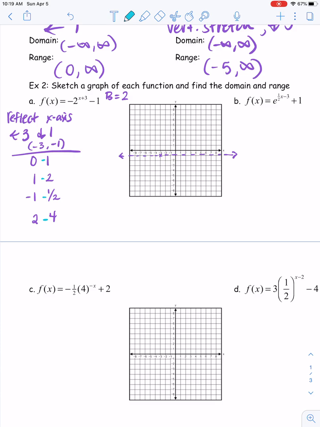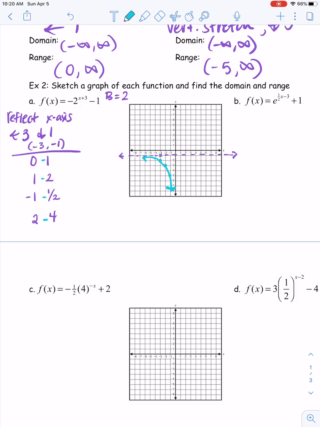From my new origin, from that point, -3, -1, I can go 0, left and right, down 1. So that would be here. I could go right 1, down 2, which would be here. I could go left 1, down 1/2, right here. I could also go right 2, down 4, which would be here. And now I can connect my dots and see my exponential function.